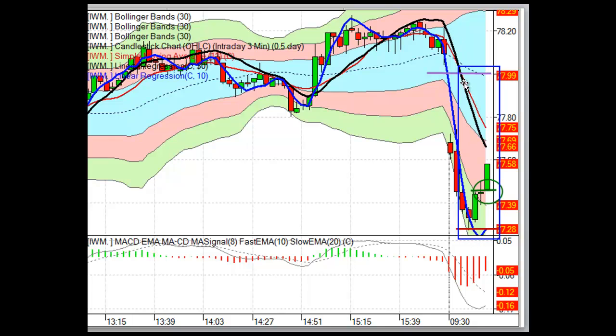The 30-period regression line has not quite caught up yet, but you can see it's moving downward, so the primary trend of the day is down. However, there's some evidence that it's hooking back up, thus the name the morning hook.